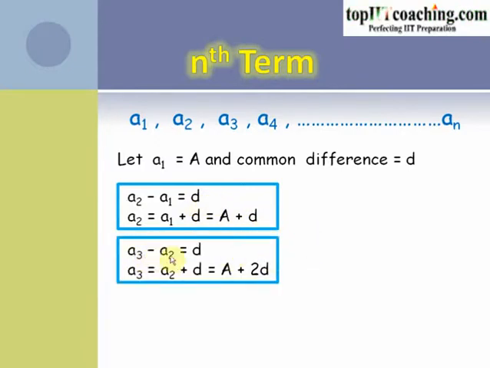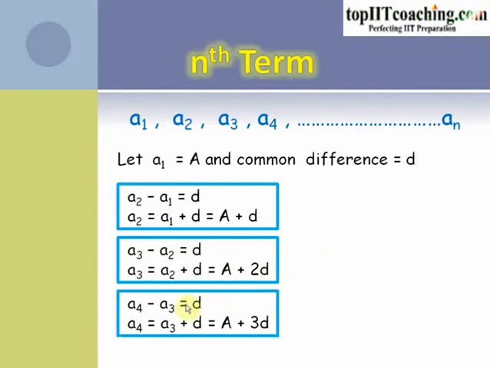Similarly, A3 minus A2 would also be equal to D. So A3 would be equal to A2 plus D. Now we know the value of A2, which is A plus D. And when we put this value over here, what we get is A3 equal to A plus 2D. Similarly, let's try to calculate the value of A4. Also A4 minus A3 is equal to D. From this we get A4 equal to A3 plus D. And we know the value of A3, which is A plus 2D. Therefore A4 would be equal to A plus 3D.